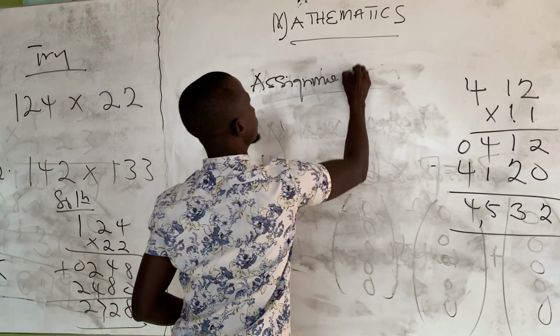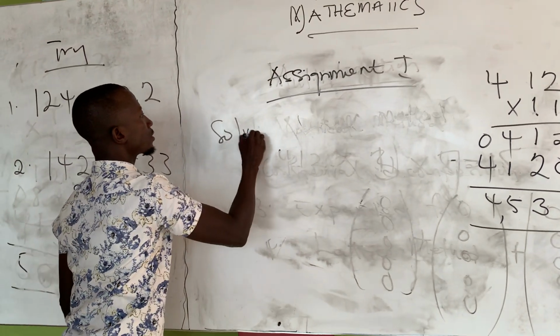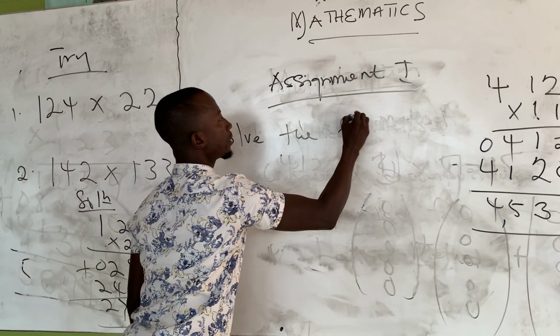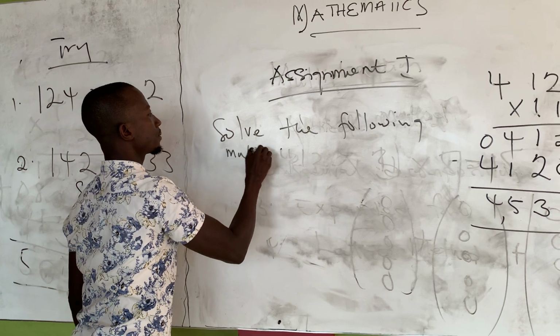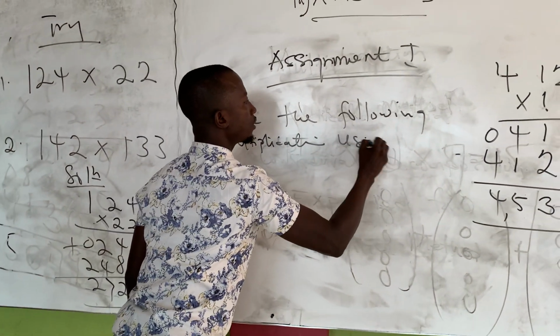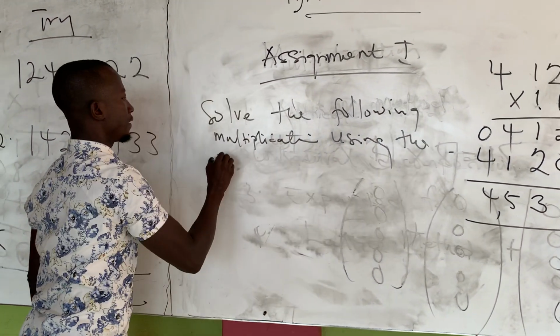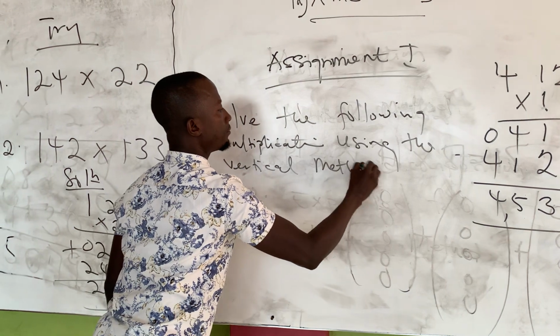Assignment 1. Solve the following multiplication using the vertical method.